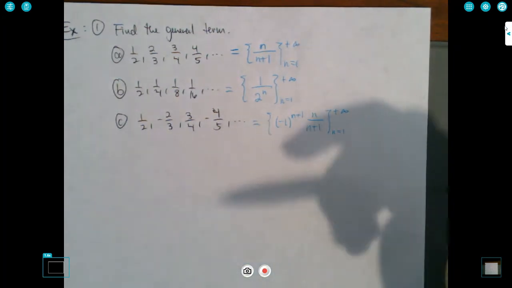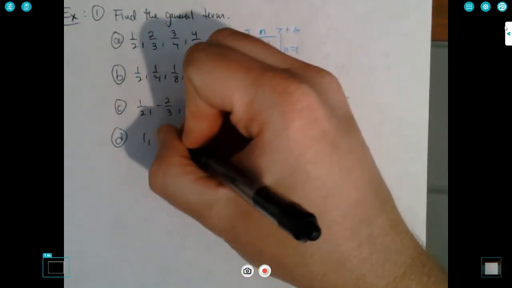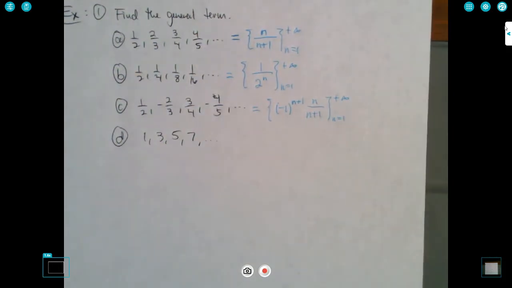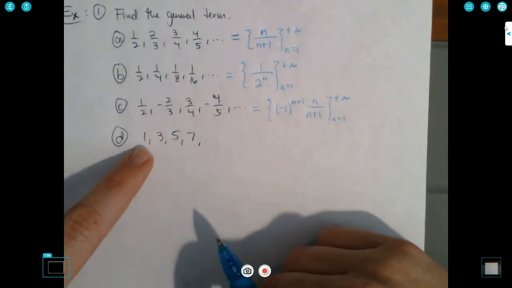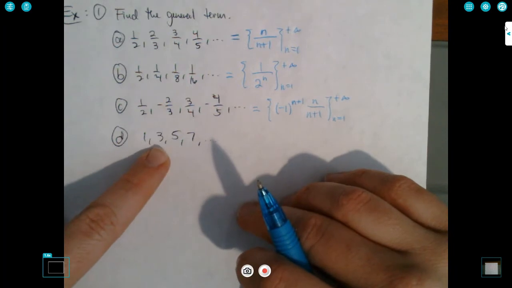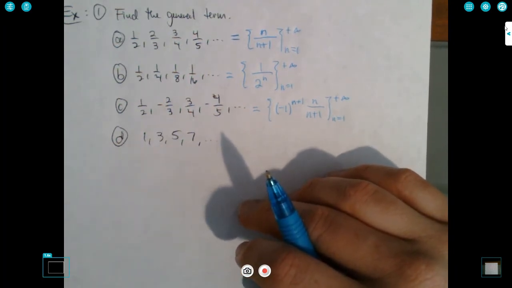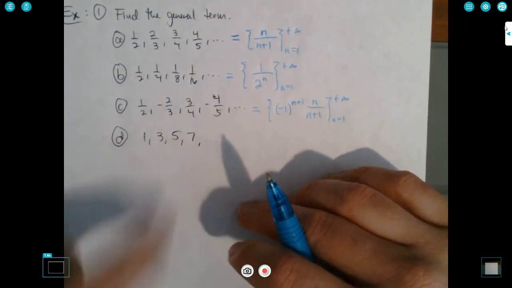Okay, and one more. 1, 3, 5, 7. See if you can figure that one out. Okay, here's my solution. So the first term is 1, so I might be tempted to think that the general term is just going to be n. But then the second term is 3, not 2, so I can't just write down n. Then the next one is 5, and the next one is 7. Looks like I'm adding 2 each time.